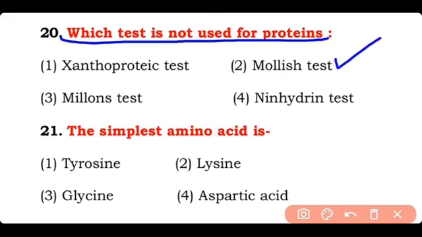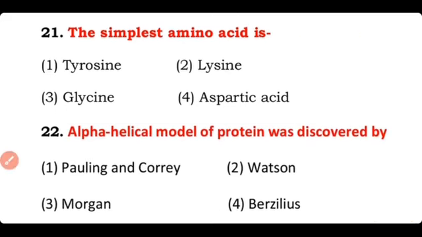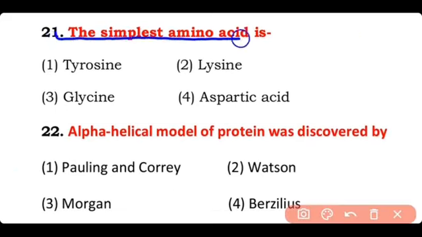So the correct answer is option 2. The Molisch test is not used for protein, rather it is used to detect carbohydrates. Question number 21. The simplest amino acid is tyrosine, lysine, glycine, aspartic acid. So the correct answer is option 3. Glycine is the simplest known amino acid.